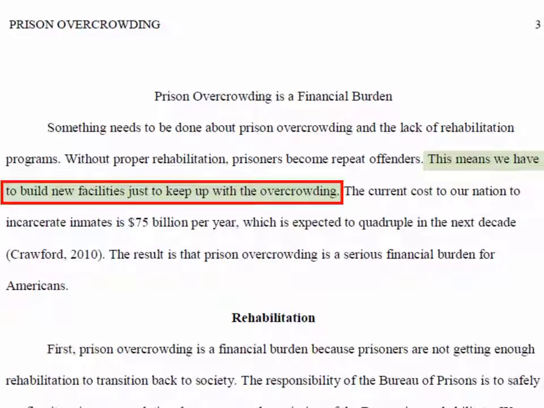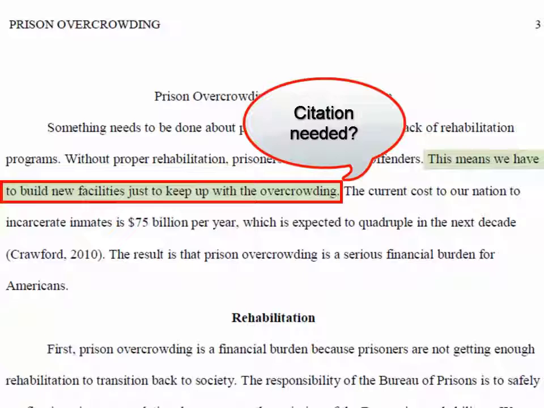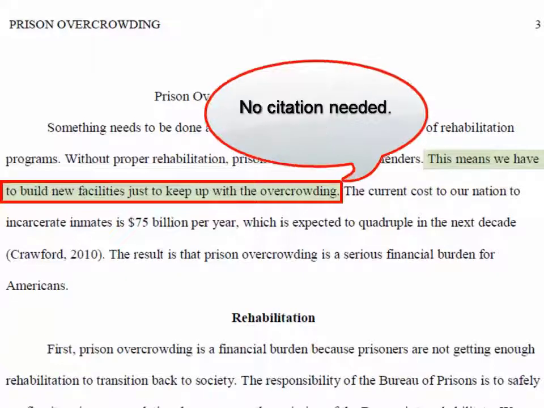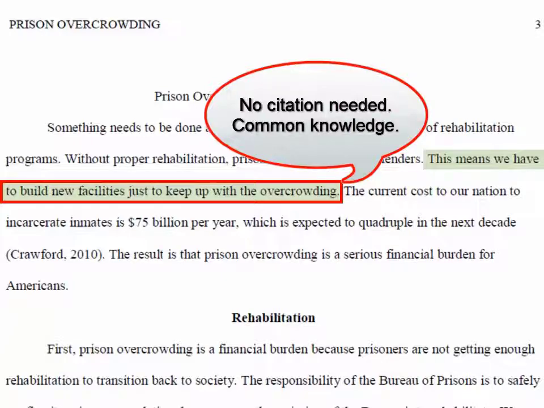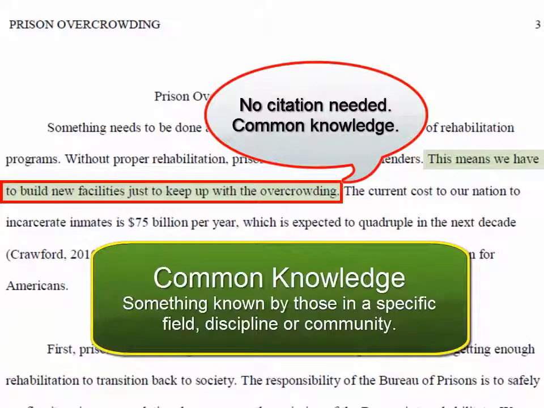But this idea is pretty specific and probably not something Jane knew before she began researching the topic. So, does the sentence need a citation? No. And here's why. Common knowledge. Common knowledge is something known by everyone, or nearly everyone, in a specific field or academic discipline. It usually does not have to be cited because it's not associated with a single author.